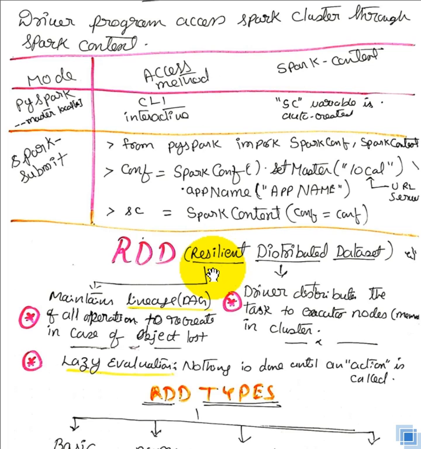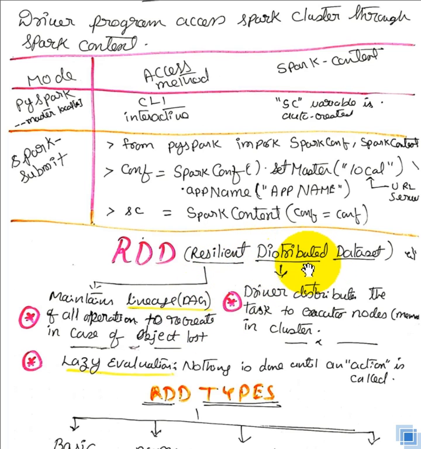Resilient. So why is it called resilient? It's called resilient because it maintains something called a lineage of all the operations, in case of failure, to recreate the data object. That's big, right from reading the data into the Spark cluster, followed by all the operations, it keeps track of all those operations. So in case at any point this data is lost in any one node or a couple of nodes, it has the capacity to recreate the data. And that's the reason it's called resilient.